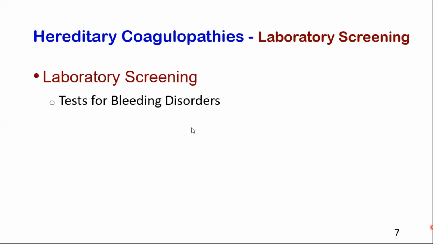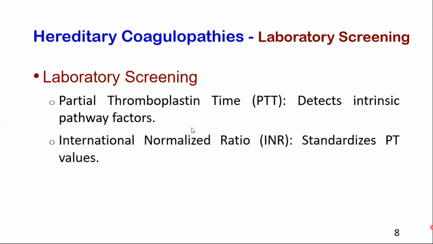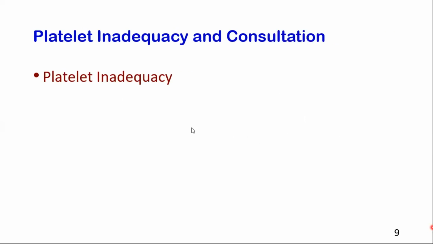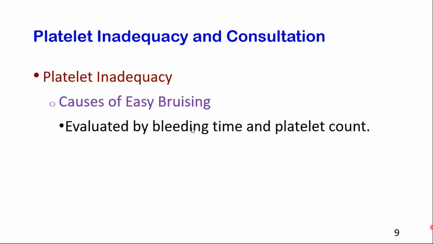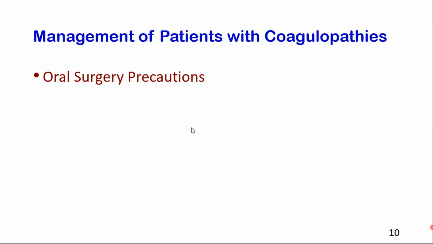To diagnose bleeding disorders, we use specific laboratory tests. Prothrombin time tests the extrinsic pathway factors, while partial thromboplastin time detects intrinsic pathway factors. The international normalized ratio helps standardize PT values to ensure consistency across different laboratories. Easy bruising can indicate platelet inadequacy. This is evaluated through bleeding time and platelet count tests. If a bleeding disorder is suspected, it is important to consult with the primary care physician or hematologist for more detailed testing and management. Managing patients with coagulopathies during oral surgery depends on the specific bleeding disorder.